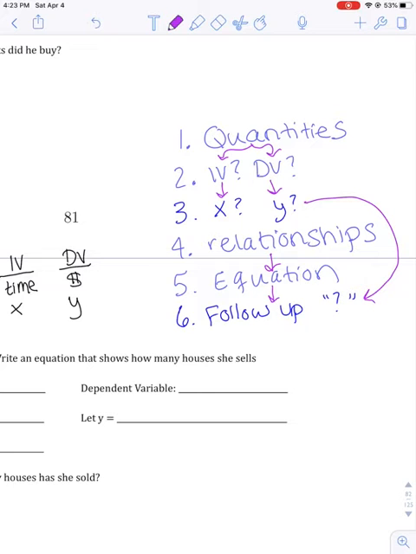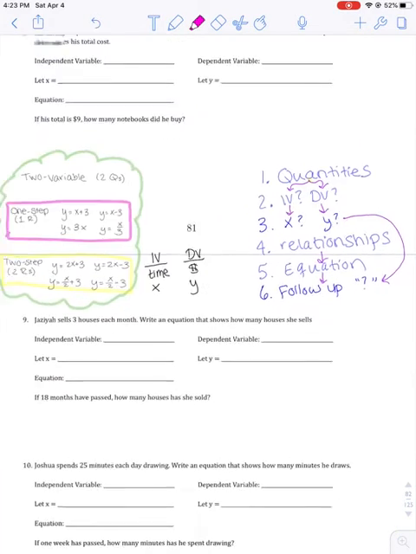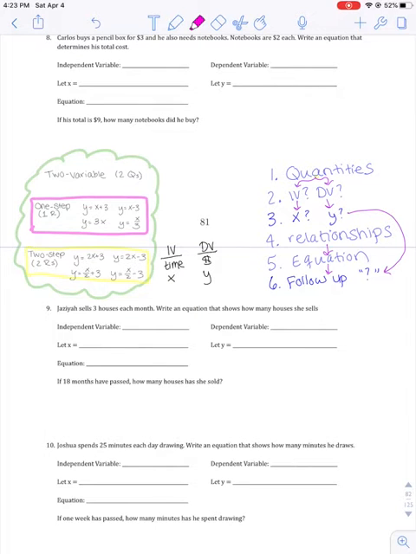Over here, I've listed the way my brain works when I'm solving these problems. I identify my quantities, and I know I'm going to get two of those. One will be independent, which then goes to x. So if I follow this arrow, one quantity is independent, and that's x. One quantity is dependent, and that's y. Once I've found my independent and dependent variables, I take a pause, and I go back and find the relationships. The relationships will help me find the equation, which then can help me solve the follow-up question. My variables also help me solve the follow-up question.